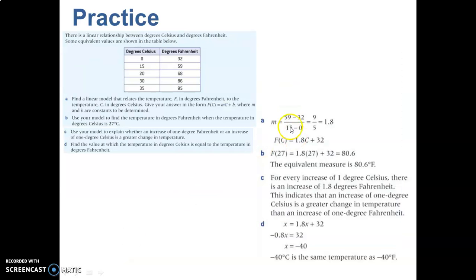So here are the answers here. Here's our slope. Here's the model we can create as a result, and then using the model to find values here. And check your answers for C and D as well.